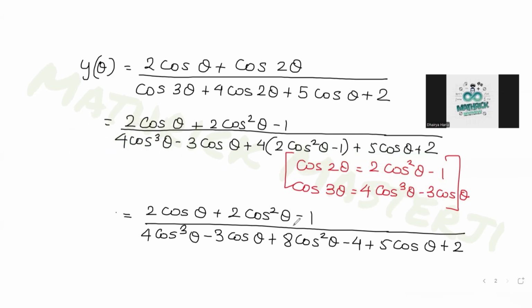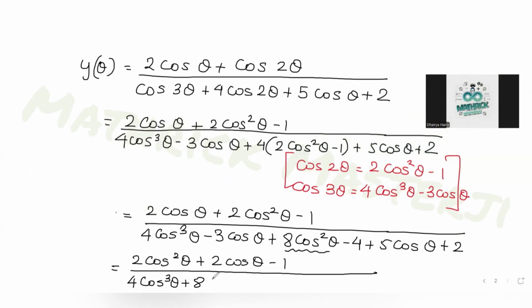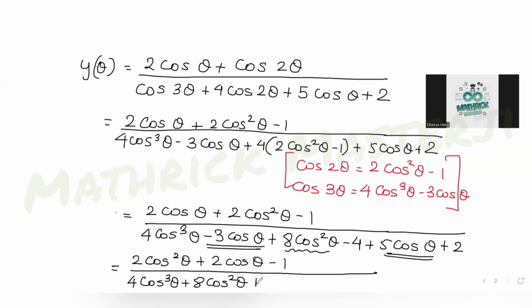plus 2. Now, if I simplify it further, I can write it in the form where the greater power comes first. So I can write 2 cos square theta plus 2 cos theta minus 1, the whole thing divided by 4 cos cube theta, then the term of cos square, 8 cos square theta. Then cos theta is present on both sides, so plus 5 and minus 3 give me plus 2 cos theta, and minus 4 and plus 2 gives me minus 2. So we get this entire expression now in terms of cos theta.